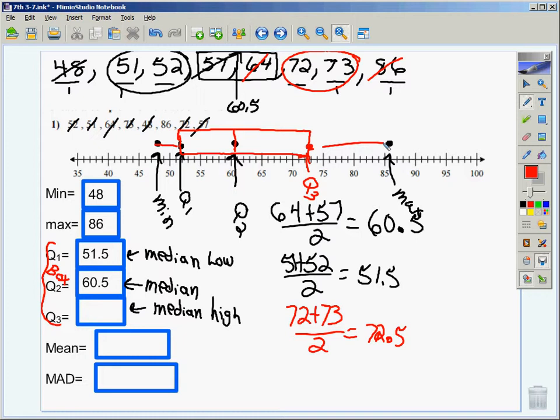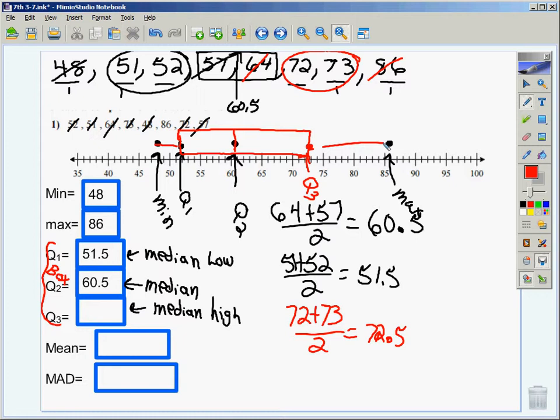Okay. How many points do we need to create a box and whisker plot? 5. I need the min, the max, Q1, Q2, and Q3. And in order, we would find the min, the max, we'd find Q2, and then it wouldn't matter which one we found, Q1 or Q3 next. But I have to find Q2 before I find Q1 and Q3.